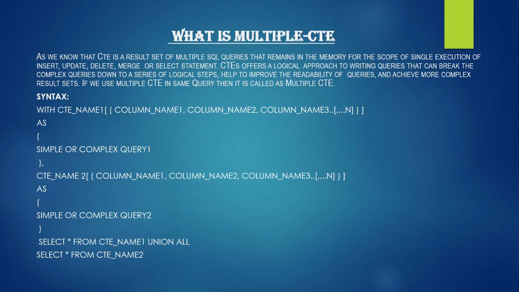And at the last we can specify the query like SELECT star FROM CTE underscore name 1, then we use UNION ALL and SELECT star FROM CTE underscore name 2. So we can combine the result sets by using UNION ALL for all the CTEs. That's why it is known as the multiple CTE.